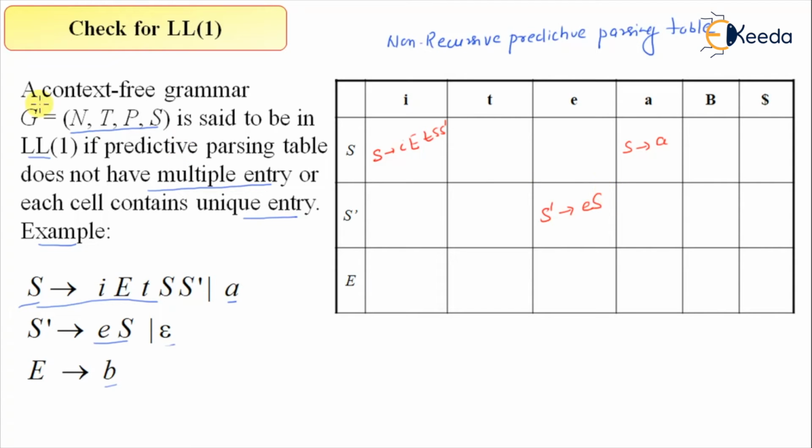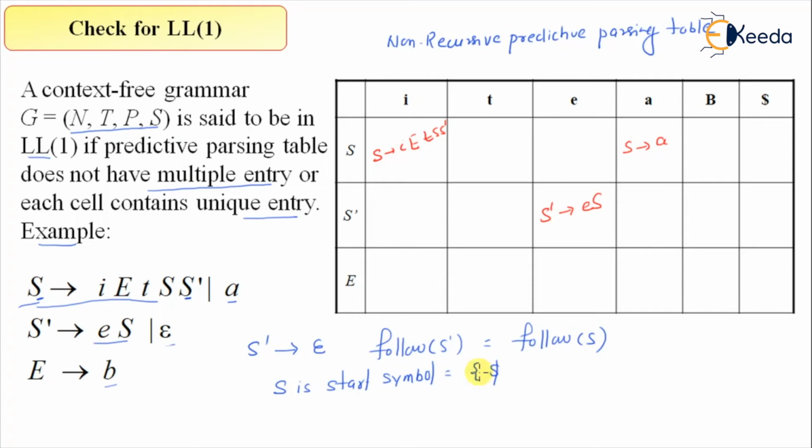Now we come to the next part, S' derives epsilon. What is the logic here? It will go into follow of S'. What is follow of S'? By the last symbol rule, follow of S' is equal to follow of S, and S is the start symbol, so we can say directly it contains $.